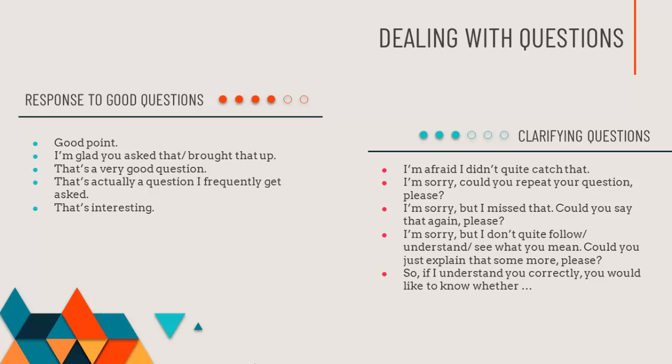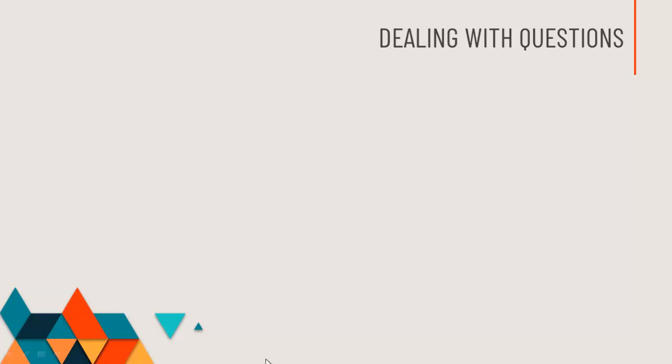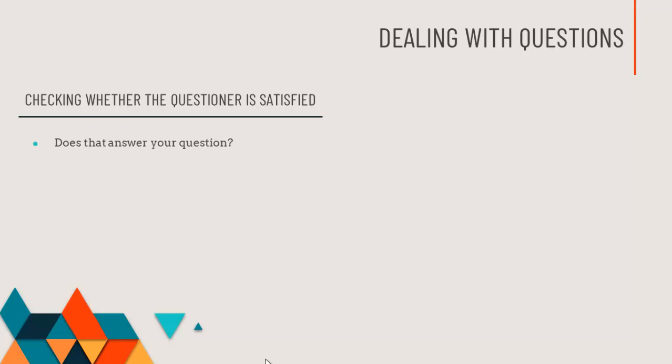Next, so, if I understand you correctly, you would like to know whether blah blah blah, or if I could just rephrase your question, you would like to know blah blah blah. Last, let me just check that I have understood your question. You are asking blah blah blah. There are some expressions to check whether the questioner is satisfied. Does that answer your question? Or is that clear? Or is that okay now? Or can we go on? Next, is that the kind of information you were looking for?